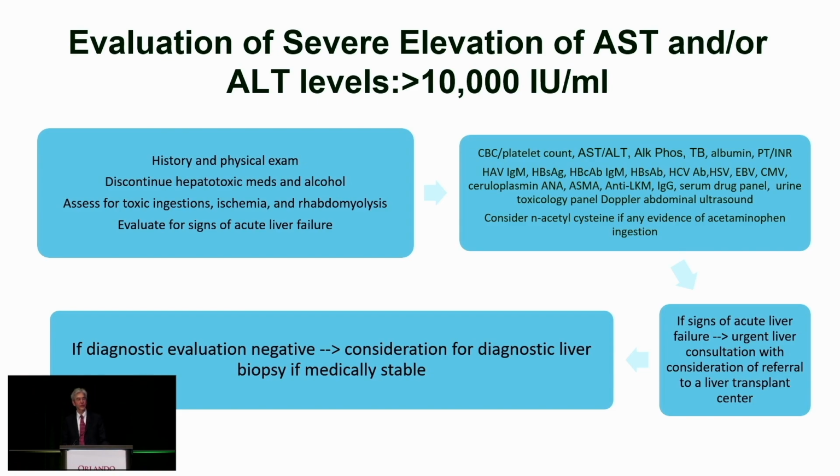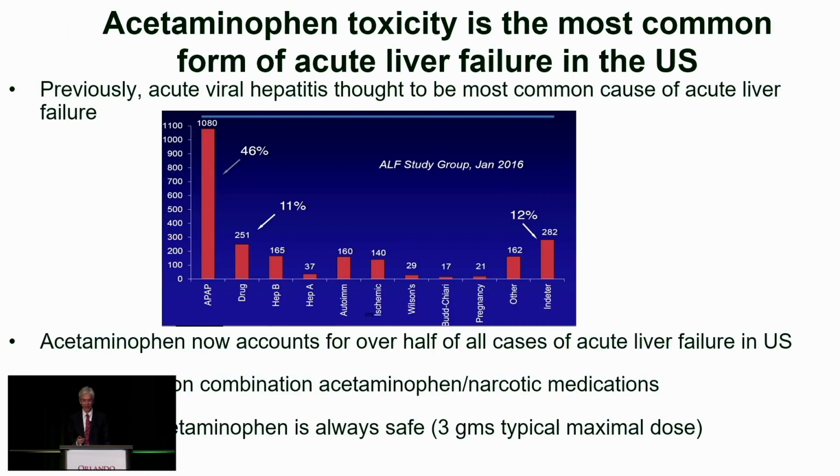And then the differential, if you see a very high AST or ALT, is actually quite short here. You do need to do your evaluation, but for instance, viral hepatitis rarely is going to cause an ALT above 10,000. It's ischemia, it's acetaminophen, and then a very rare complication in the 3rd trimester of pregnancy, herpes simplex hepatitis, can get very, very high ALT levels. But again, these are individuals that need prompt evaluation.